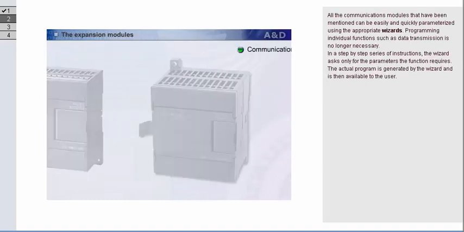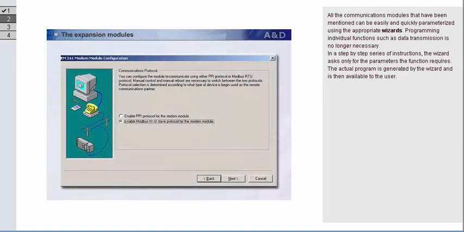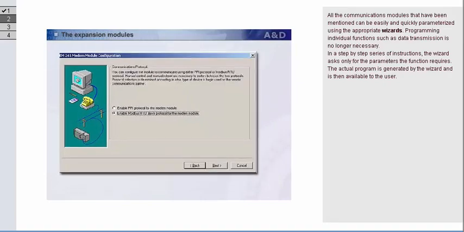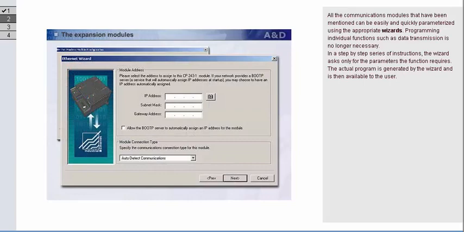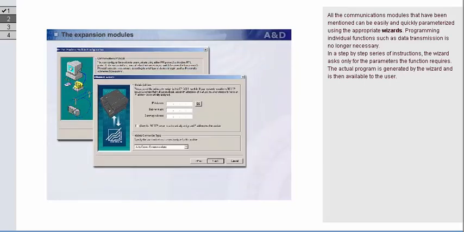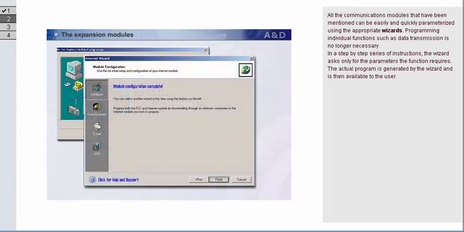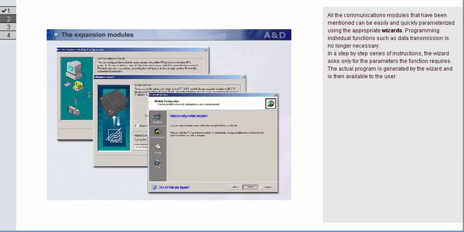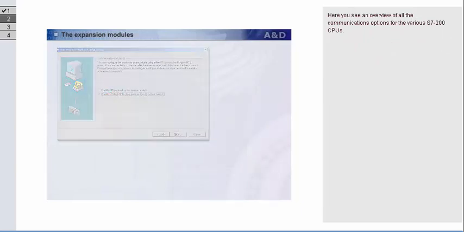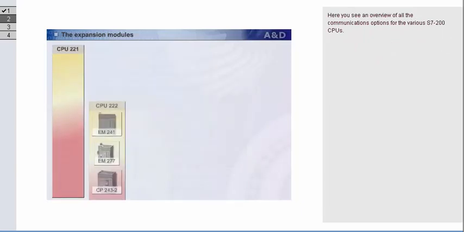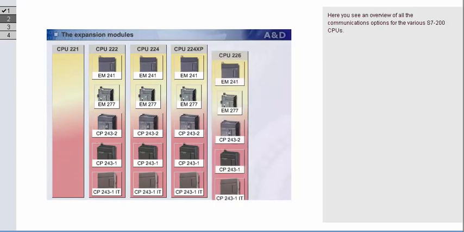All the communications modules that have been mentioned can be easily and quickly parameterized using the appropriate wizards. Programming individual functions such as data transmission is no longer necessary. In a step-by-step series of instructions, the wizard asks only for the parameters the function requires. The actual program is generated by the wizard and is then available to the user. Here you see an overview of all the communications options for the various S7200 CPUs.